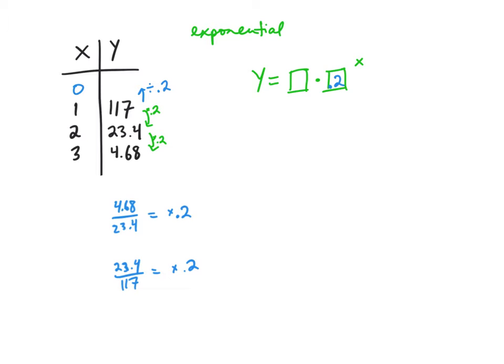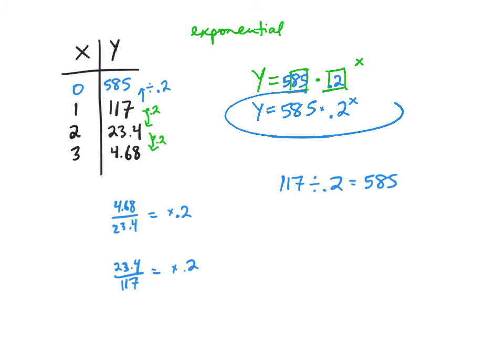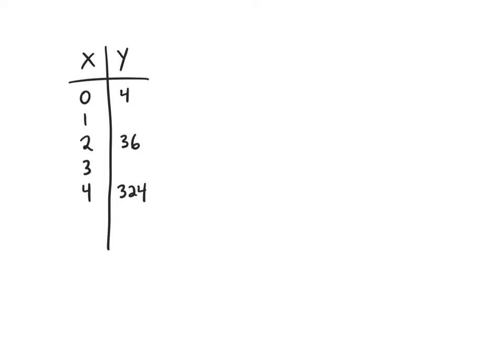So all I'm typing in is 117 dividing by that 0.2 backwards. 117 divided by 0.2 is, I can't do that one in my head, 585. Put it in the table if you need to, but really that's going to help us make our equation. Y equals 585, our starting point or our y-intercept, times 0.2 to the power of x. There is our exponential equation.